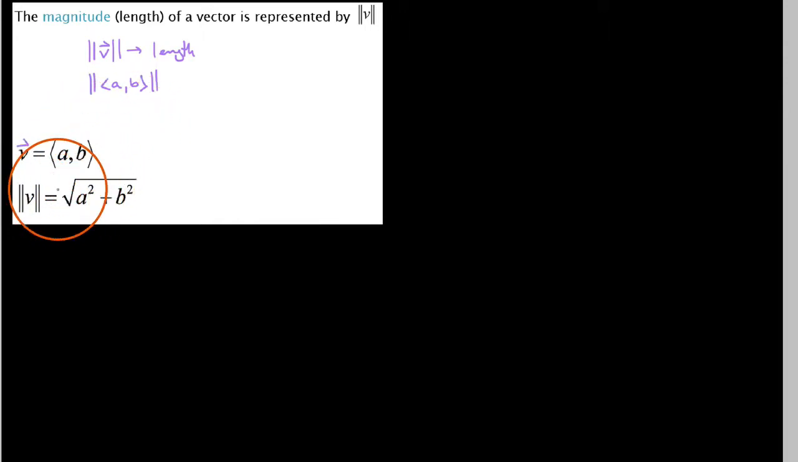So you'll notice that I've given a formula down here. We say that the magnitude of v is really just the square root of a squared plus b squared, where we have the x component and the y component of our vector.